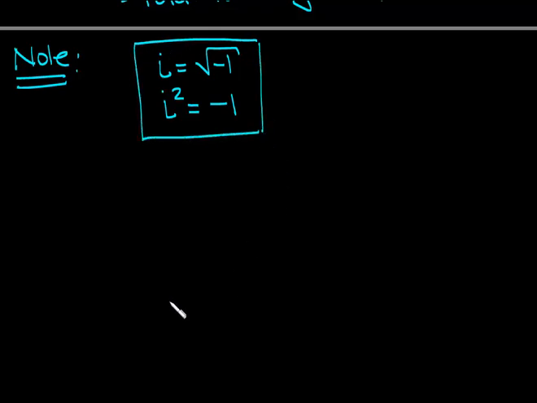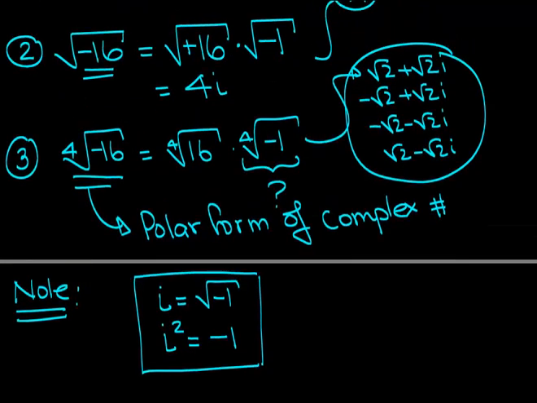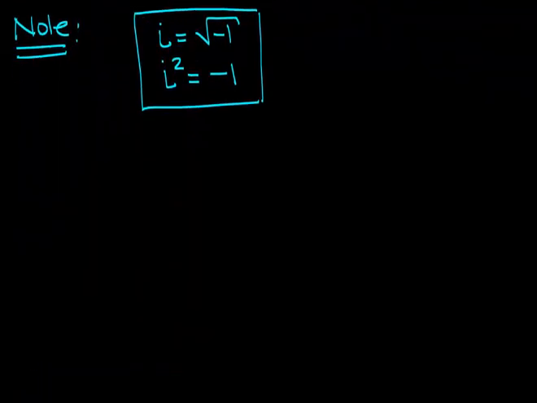i is equal to square root of minus 1. We used that to write these radicals a minute ago. And then i squared is equal to minus 1. That's because sometimes some textbooks might ask you problems like this. They would ask you, find i raised to 20. What is that?